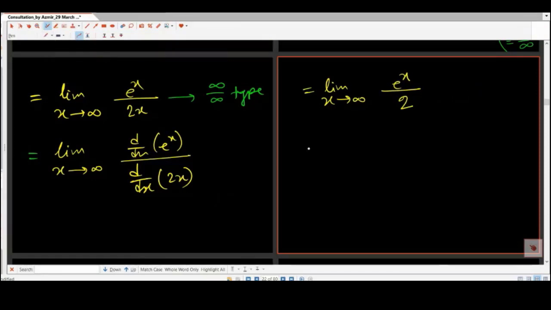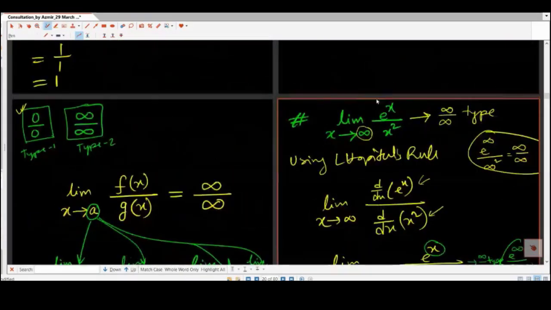So that's why this is the time to plug in the value of x. So e to the infinity over 2, that means we are getting infinity over 2. So infinity over 2 will be infinity. That means we have plus infinity. So the limiting value of e to the x over x squared when x approaches infinity is plus infinity.